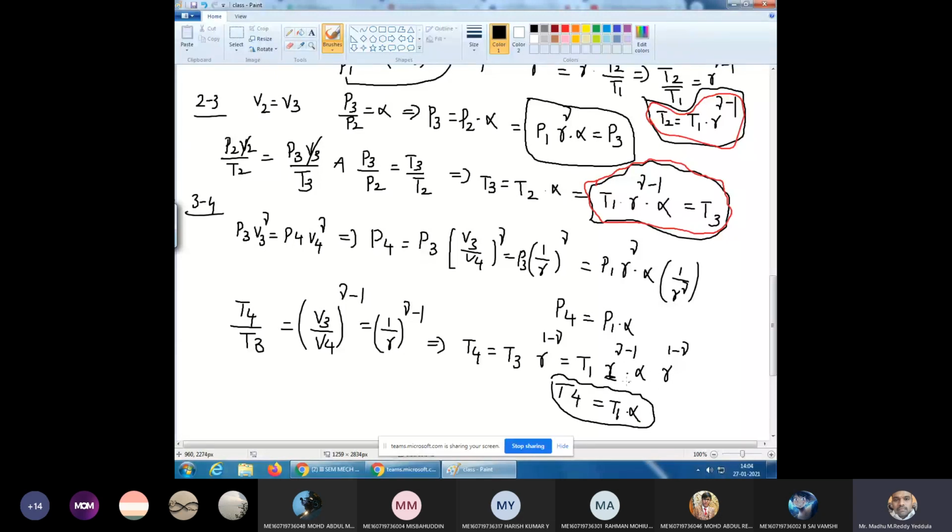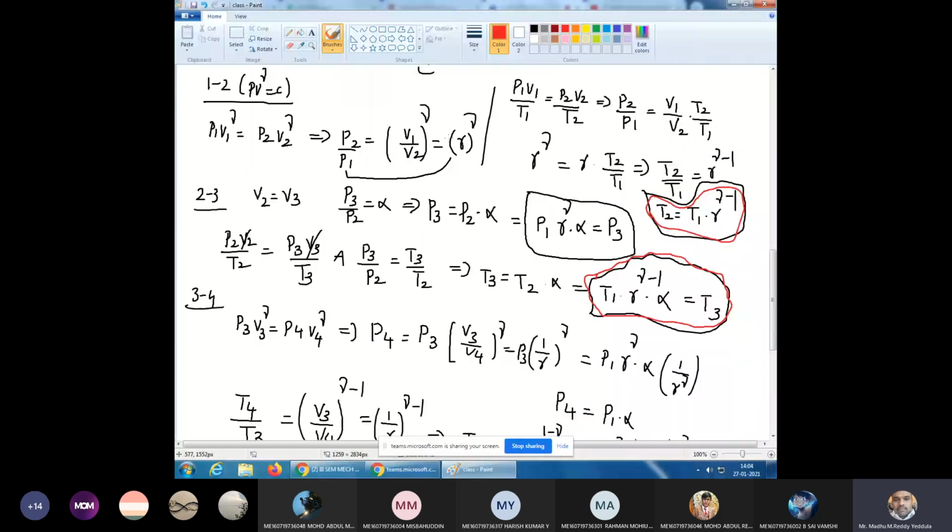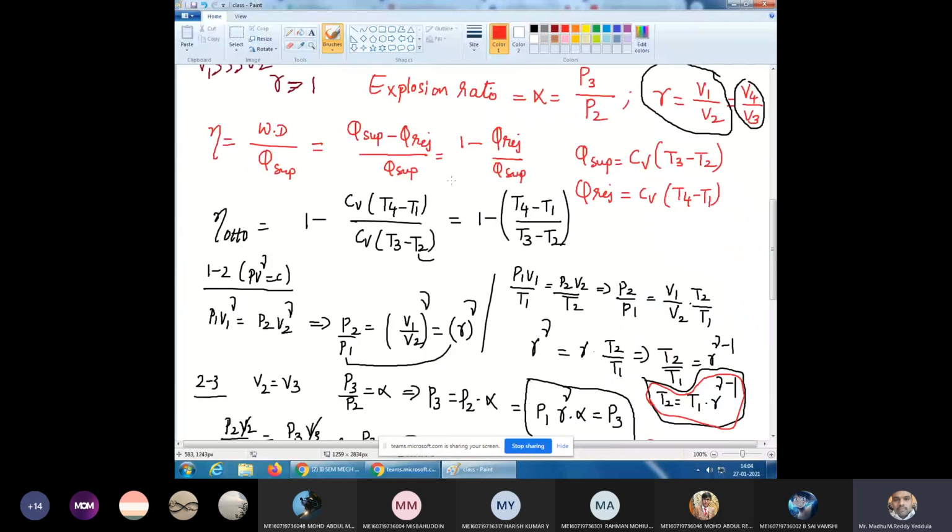So these two bases are the same. If I add the powers, gamma minus 1 plus 1 will be cancelled. That will be 1. Therefore, T4 equals T1 into 1. So there I got T2, T3, T4 in terms of T1. Now I will substitute all these three in this main equation.